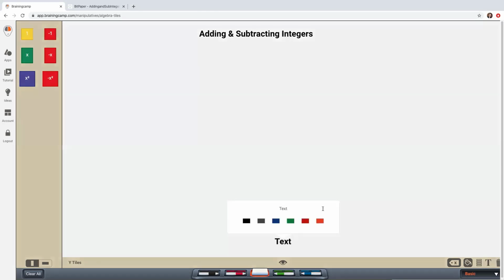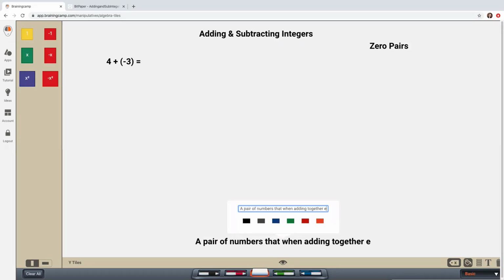The first problem that we are going to solve is 4 plus -3. Go ahead and model this problem for you. Okay, and before we get started solving 4 plus -3, I'm going to review something that's very important with adding and subtracting integers, and that are zero pairs. You may have heard of zero pairs before, but a zero pair is a pair of numbers that when added together equals 0.